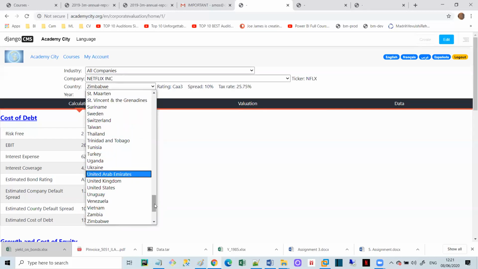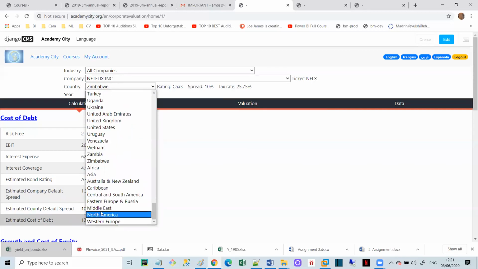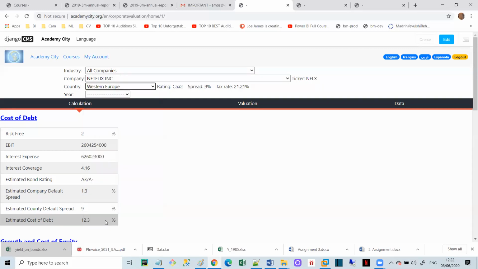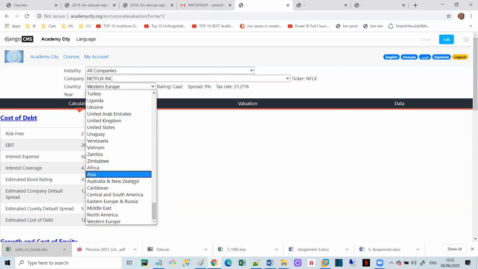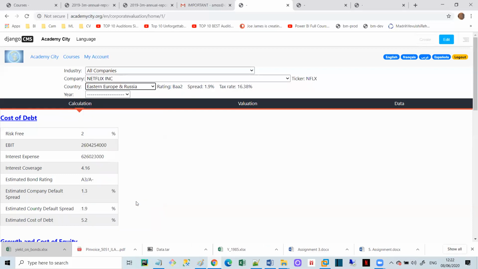If I operate in a region, I really should add worldwide because of that. But if I don't have it, I can just use as close as possible. So if I'm working in Western Europe, that's the one I use. And how about Eastern Europe? Let's see, Russia, that's 1.9.